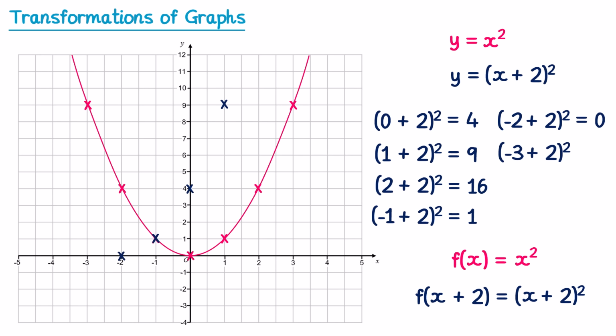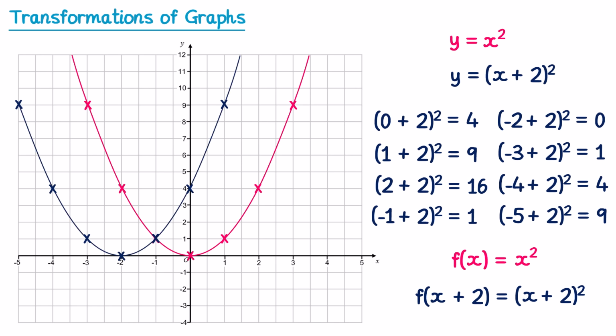Then x is negative 3, plus 2 is negative 1, and the square of negative 1 is 1. So we get the point negative 3, 1. Two more points here. When x is negative 4, we get a positive 4, so negative 4, 4. And when x is negative 5, we get a positive 9, so negative 5, 9. So the resulting graph looks like this.